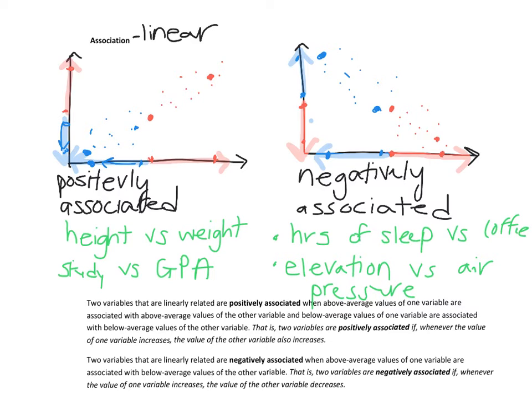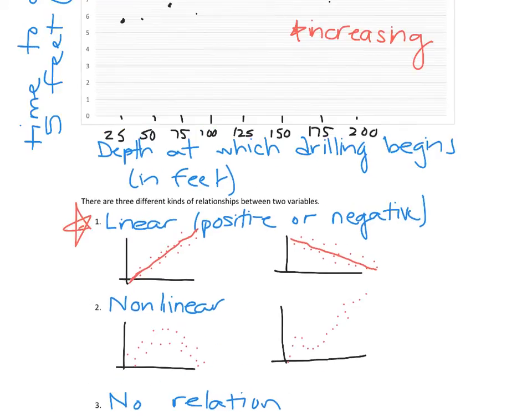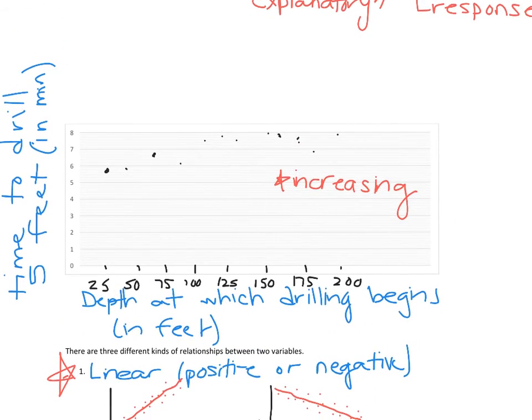Okay, so if we go to our first example of our scatter diagram, we said it was increasing. We can also say it has a positive association, or it's a positive linear relationship. Both of those are appropriate. So we could say positive linear association.